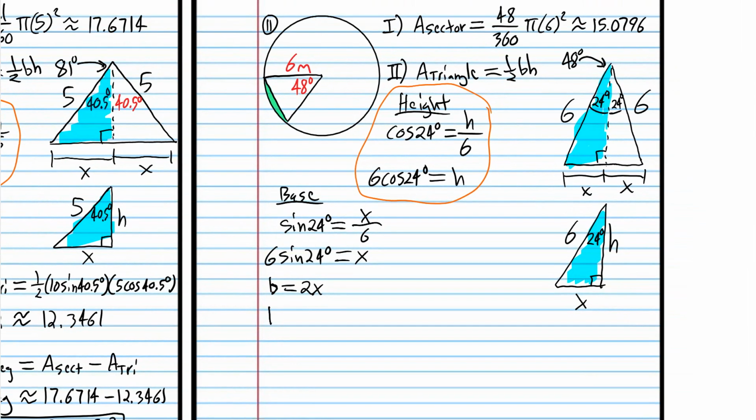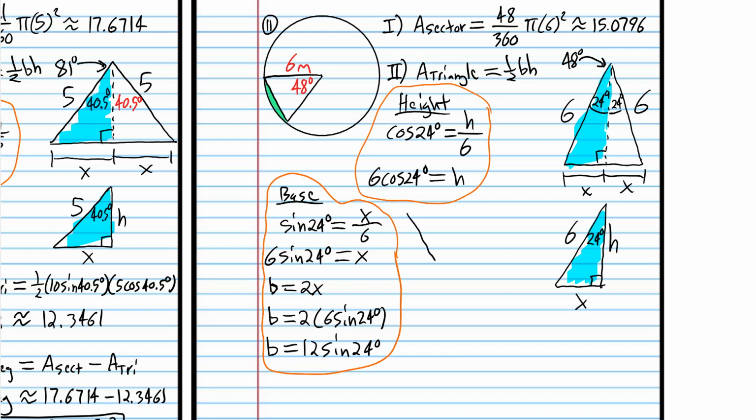There's a lot of stuff going on here, so you really have to pay attention to what we're doing. It's not hard, it's just involved. So now we can simplify that a little bit, and we get 12 times sine 24 degrees. That's the base. All that work was just to find the base of the triangle. So now, as usual, we're going to combine that information.